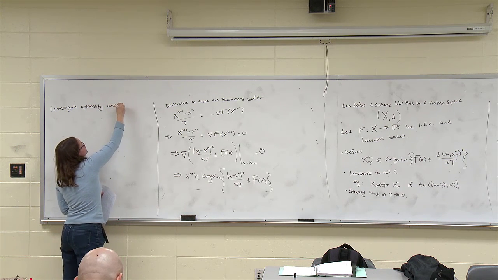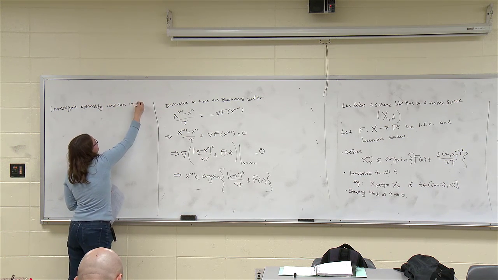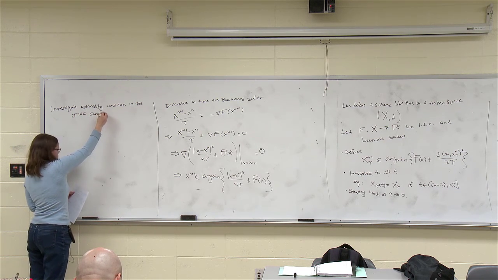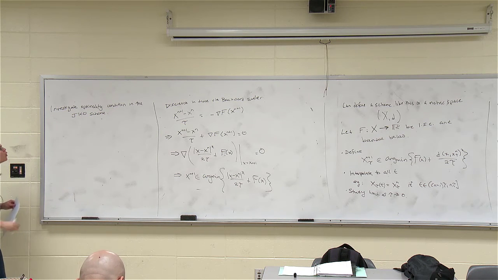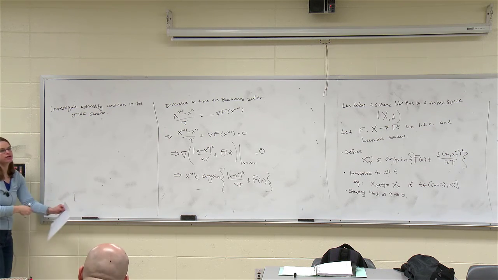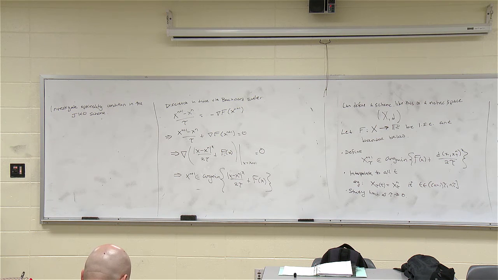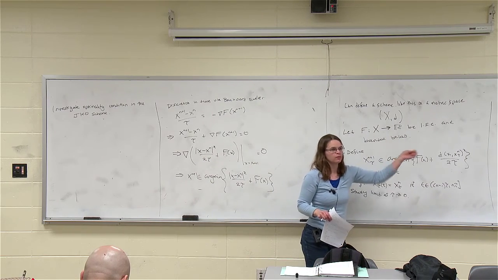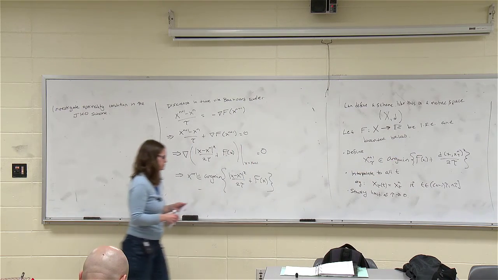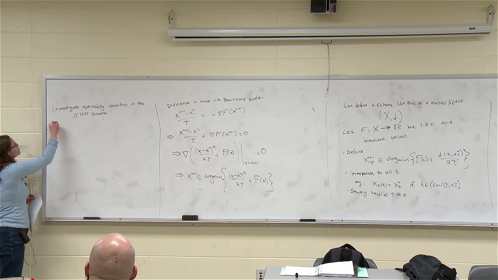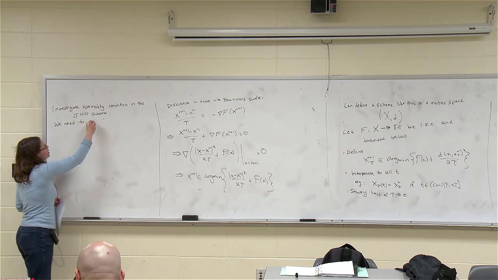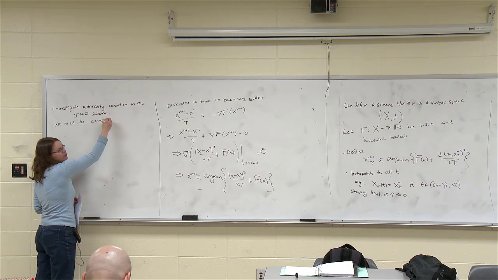Okay, let's investigate the optimality condition in the JKO scheme. So we need to compute the first variation. I'm going to do a quick reminder of what the first variation is, in particular what this looks like when we're working with probability measures. Okay, so we need to compute the first variation and set it equal to 0.